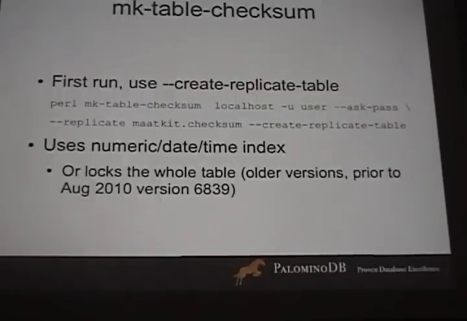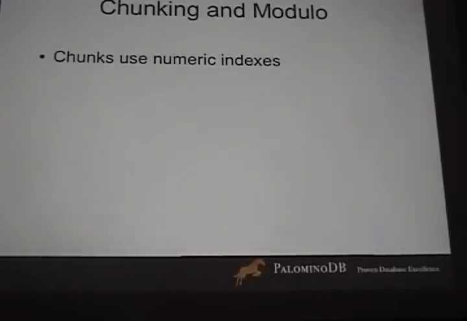What they've done now is they realize that's a bad idea. If you have a table that doesn't have any appropriate indexes, it just will skip checksum on the table. And you can have an option, no, I do want to lock the whole table, but there's no real good option to do it. So chunking and modulo.